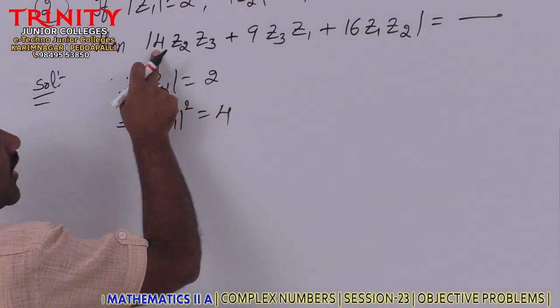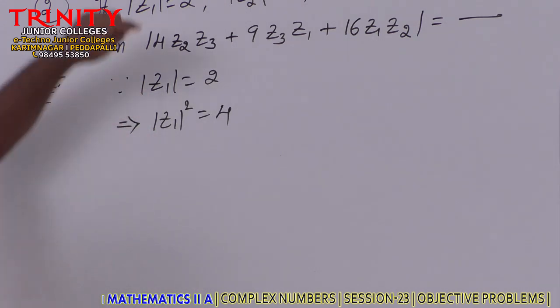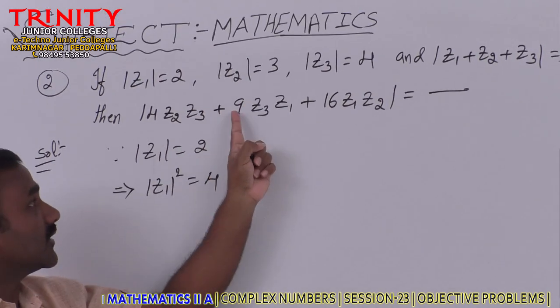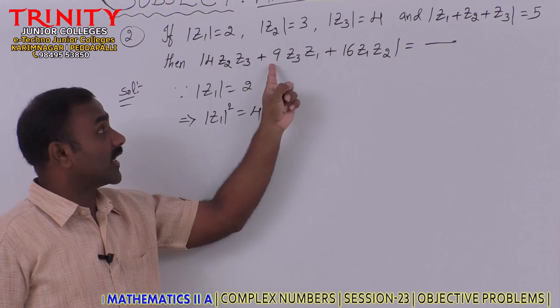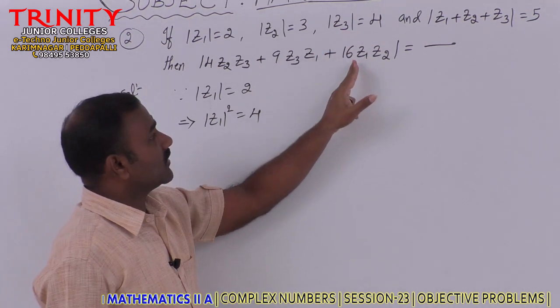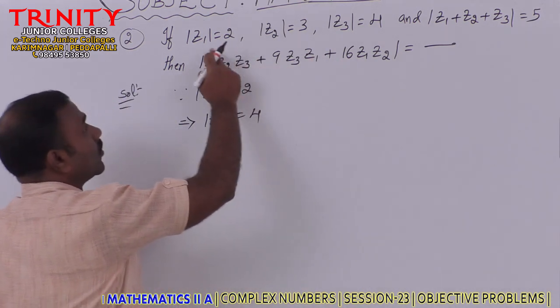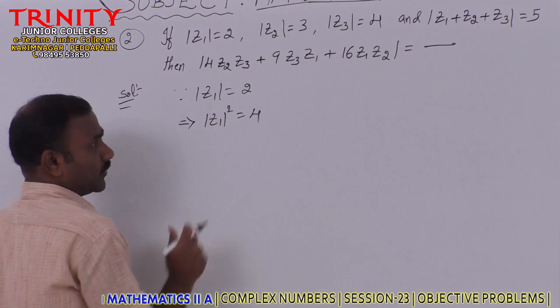See here we have 4. 4 is nothing but mod z whole square. And coming to here it is 9. If we square z2, then we will get 9. Squaring z3 we will get 16. That's what we have to use, these values. Therefore we have to square these values individually. Mod z1 square equal to 4.